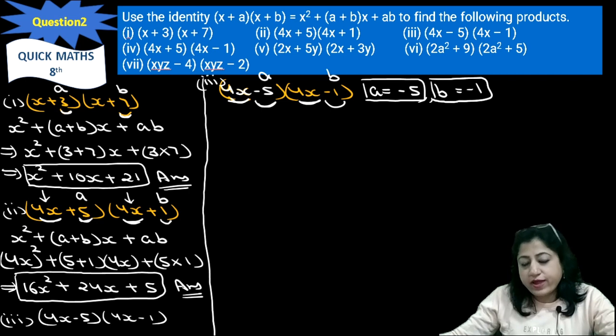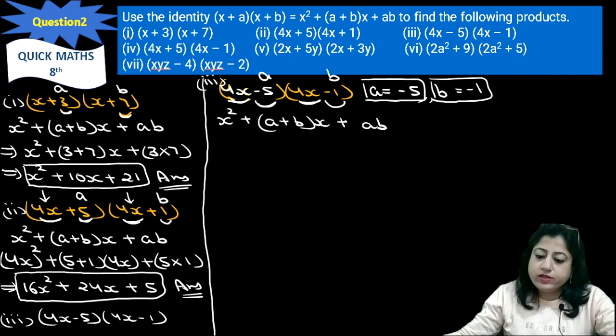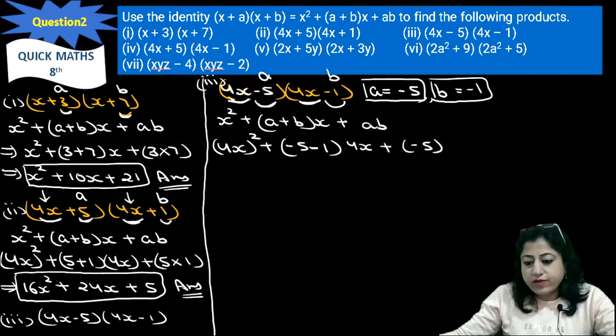And in place of x, we will write 4x. So the answer is x square, a plus b, sum of a and b, and product of a and b. Now, in place of x, we will write 4x because 4x is here in place of x. A value is minus 5, b value is minus 1, and x value is 4x. Plus a value is minus 5, product of minus 1.